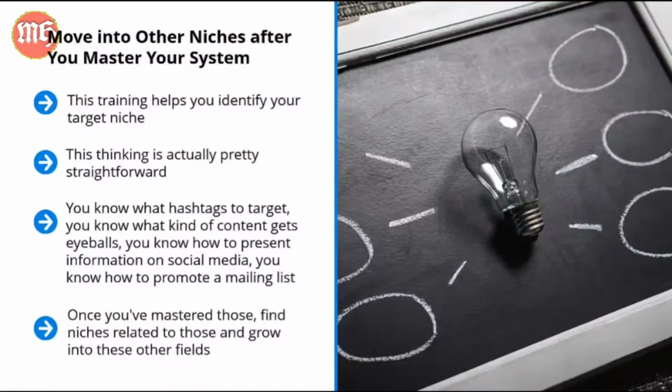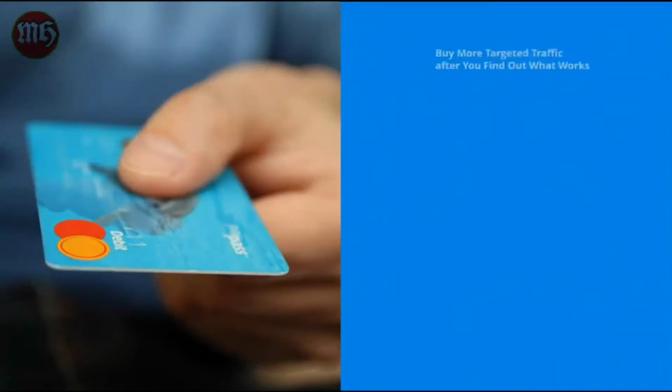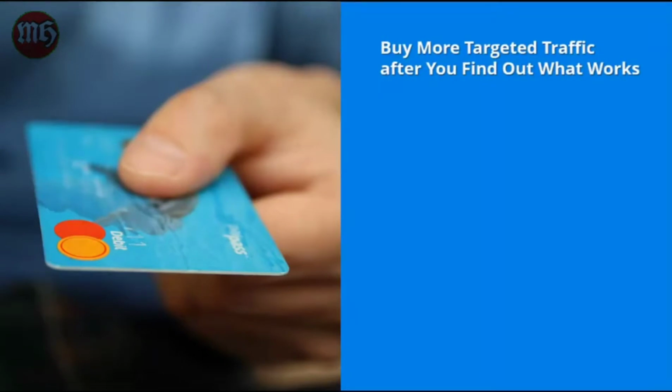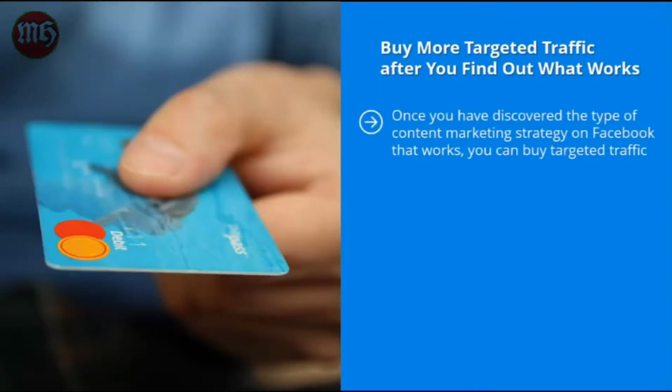Highly successful list marketers don't just operate one list. They operate dozens, and this translates to 6, if not 7-figure incomes year after year. If they can do it, so can you. Buy more targeted traffic after you find out what works. Once you have discovered the type of content marketing strategy on Facebook that works, you can buy targeted traffic. How? Use Facebook's lookalike technology to target people who share the same interest profile as your existing audience.